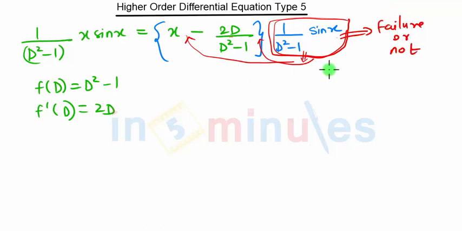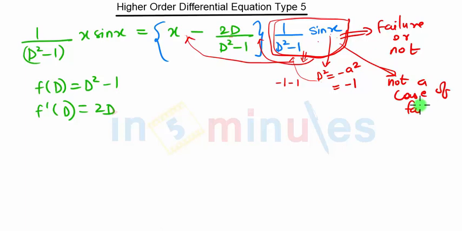so that we have to apply our operator only once. So in this case, if you see, we used to substitute d square equal to minus of a square. In this case, a square is 1, so we will substitute d square as minus 1. So if we substitute d square equal to minus 1, we will get minus 1 and minus 1, which is minus 2. So this is not a case of failure. So this equation is not a case of failure. So in this case, we can multiply this part inside the bracket.